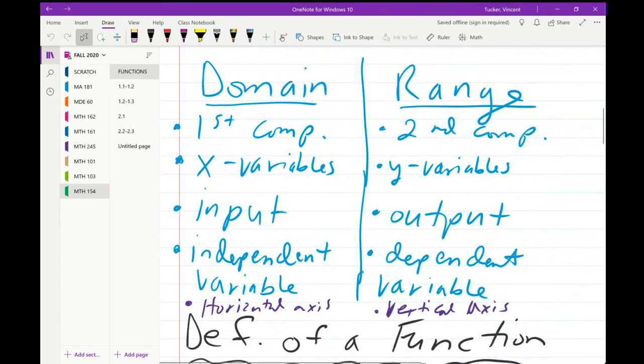All right, so here is your domain and your range in comparison. Your domain is your first components. Range is your second components, as we already mentioned. So that means your domain will be your x variables, range will be your y variables. Or you can look at it as your input versus your output, independent variable versus your dependent variable, or your horizontal axis versus your vertical axis.